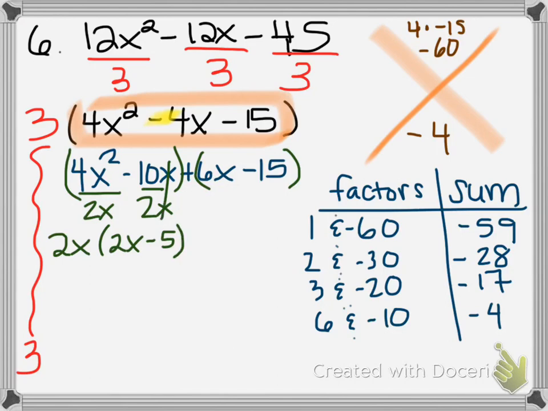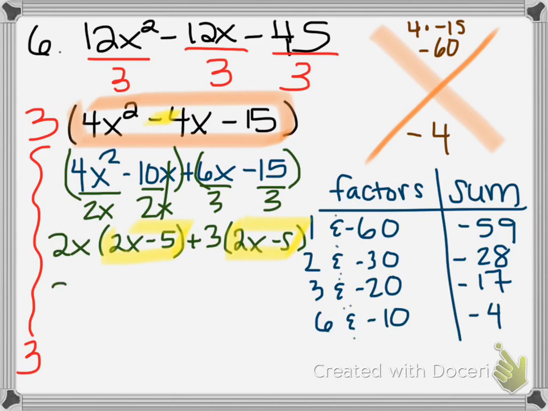Then 6x and 15, well, I can't divide out an x because the 15 doesn't have an x. But I can divide out 3. So I'm going to put plus 3. 6 divided by 3 is 2. So that's 2x. Negative 15 divided by 3 is negative 5. And again, yay, these are the same. If they're not the same, something went wrong.